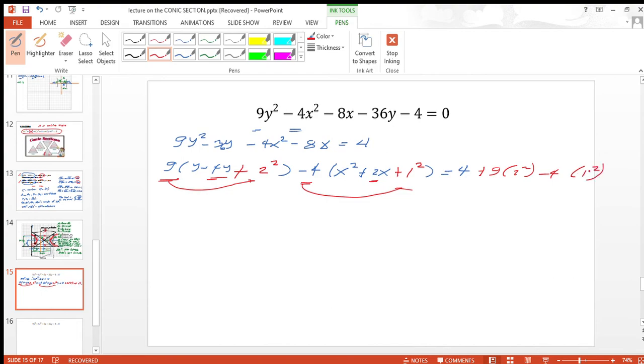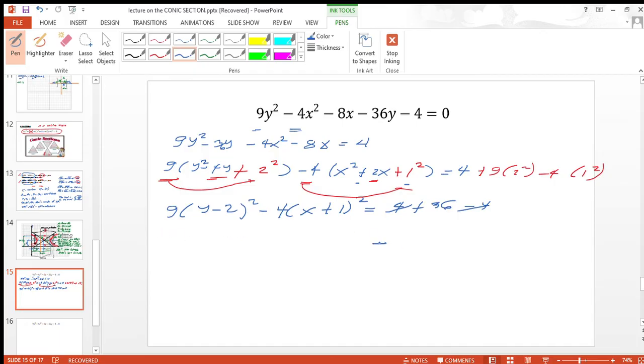So very similar with your ellipse. Then we factor 9 times, copy the base, copy the sign, copy the base, everything raised to 2, minus 4, copy the base, copy the sign, copy the base, everything raised to 2. Then simplify the right side, that will be 4 plus 4 times 9 is 36. That will be 1 times minus 4 is minus 4. 4 minus 4 will be 0.